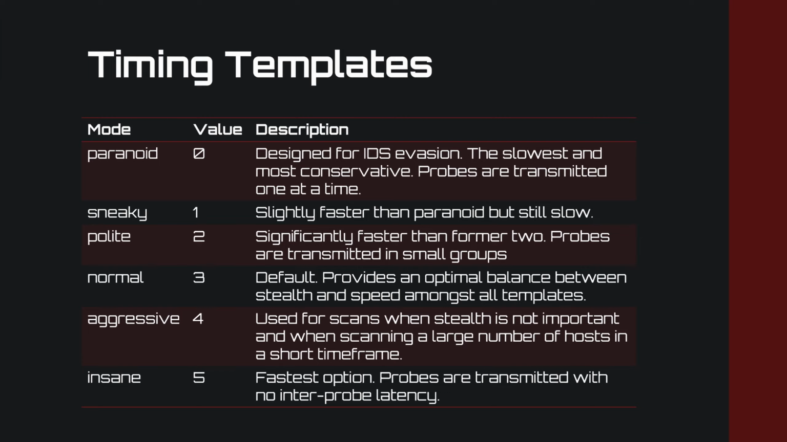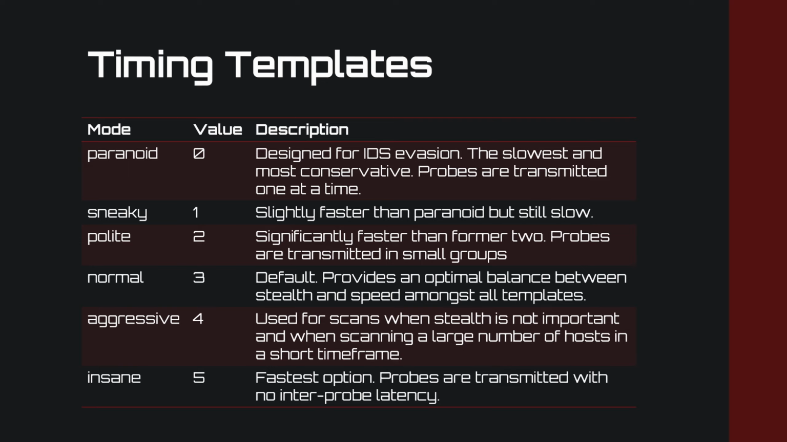The fifth mode, which is called aggressive with a value of 4, is used when stealth is not important and when scanning a large number of hosts within a short time frame. And the probes that are sent out within this mode are transmitted in the range of milliseconds. Lastly, the final mode, which is called insane, comes with a value of 5 and is the fastest option that Nmap supports. Now, probes are typically transmitted with no inter-probe latency, and using such a template during real-world assessments is highly discouraged because, as you may imagine, it can trigger excessive alarms and exhaust system and network resources.